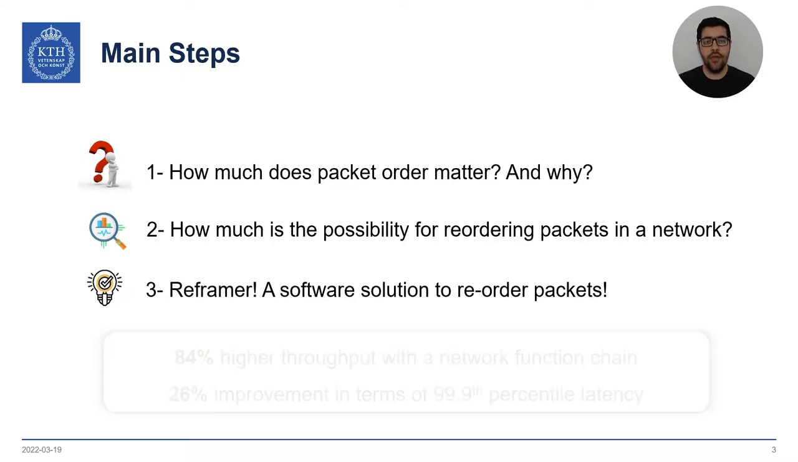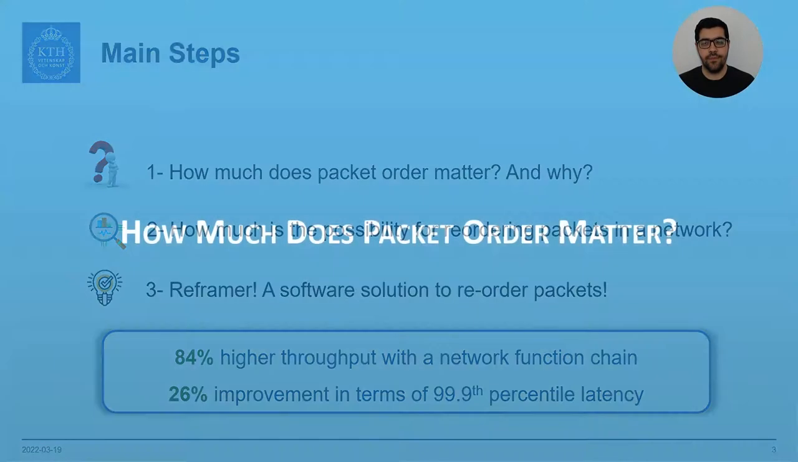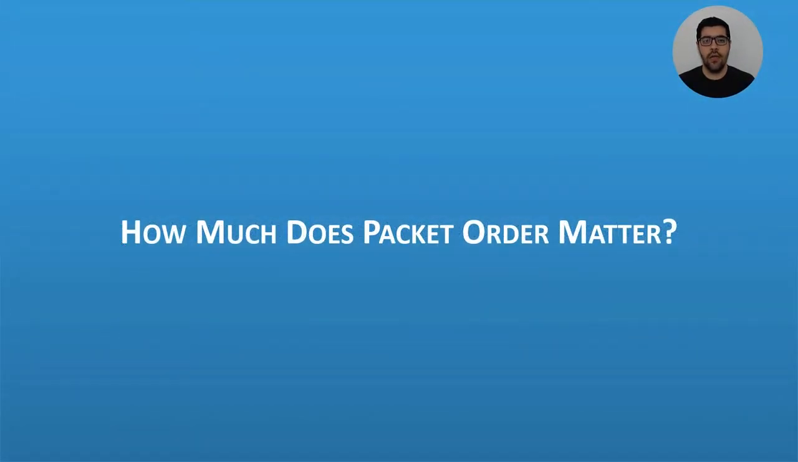As I show you later in our evaluation, you will see that by deploying Reframer in the network, we can achieve up to 84% improvement in terms of throughput and 26% reduction in terms of end-to-end tail latency. So let's start with the first step.